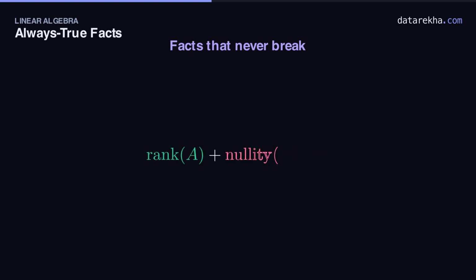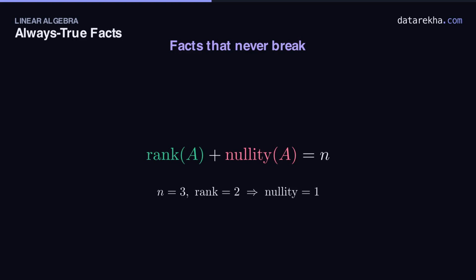Third, and the one you lean on most, rank plus nullity equals the number of columns. Every dimension is accounted for. What the matrix keeps, plus what it crushes to 0, always adds up to n. So for 3 columns, if the rank is 2, the nullity is forced to be 1. You never have to guess the null space dimension.